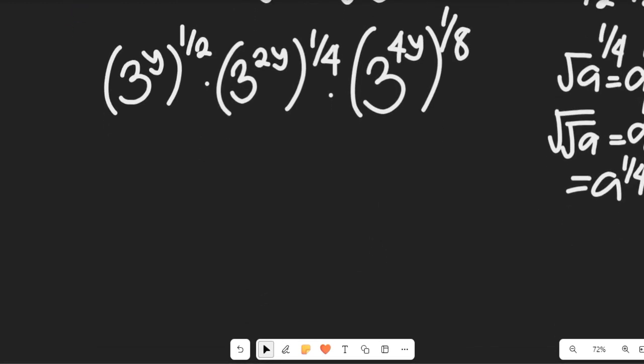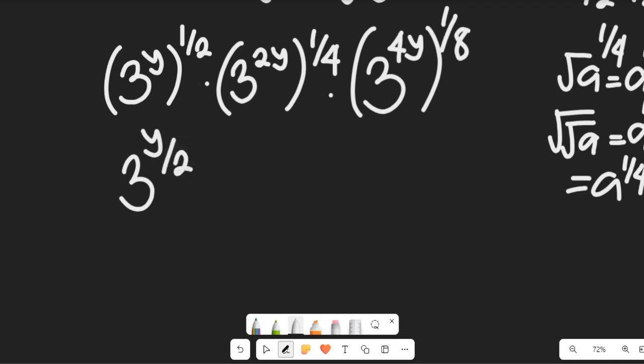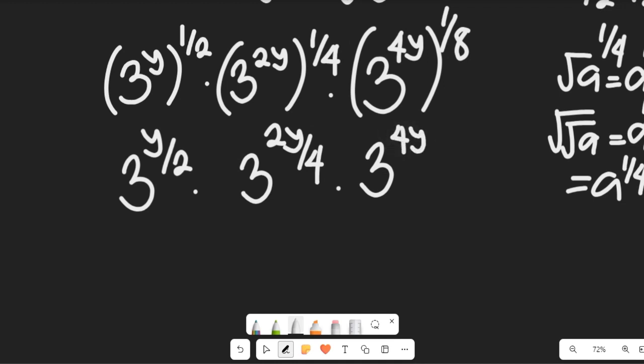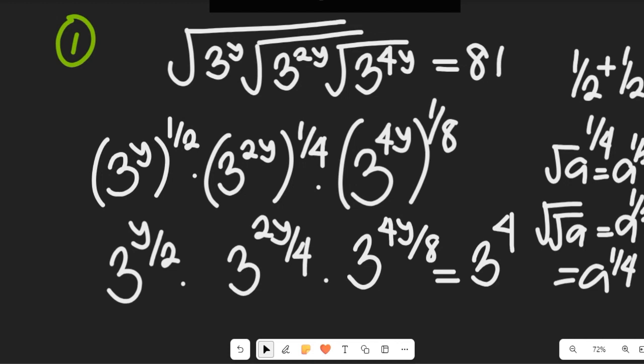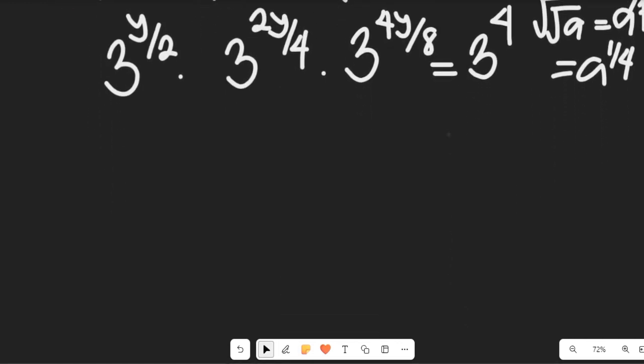Great. Now we can simplify that. If we simplify that, we'll have 3 to the power of y divided by 2 multiplied by 3 to the power of 2y divided by 4, multiplied by 3 to the power of 4y divided by 8, and all will be equal to 3 to the power of 4. Recall, which is 81. So let's simplify that expression.